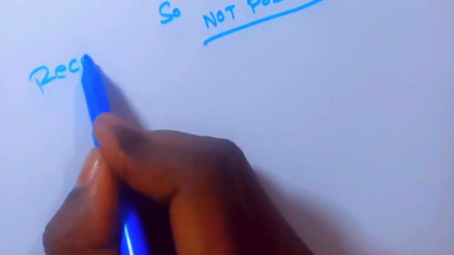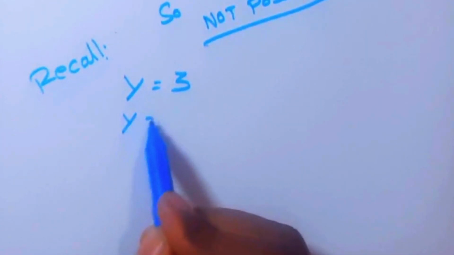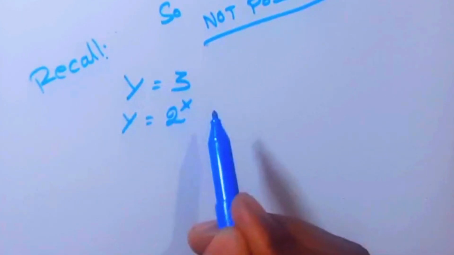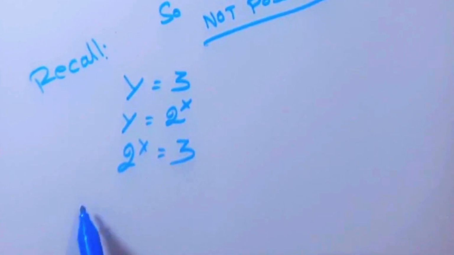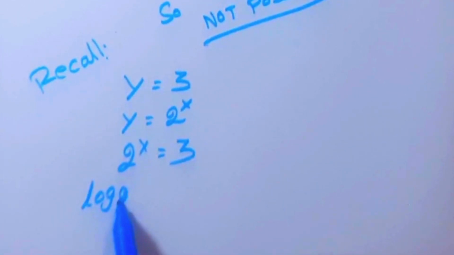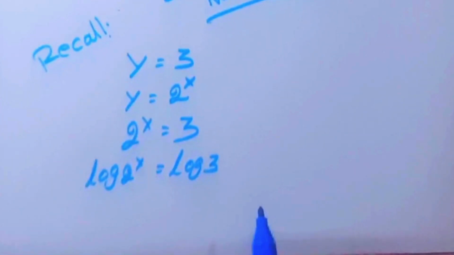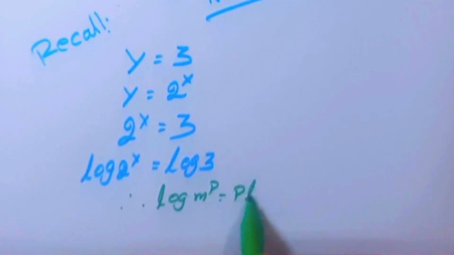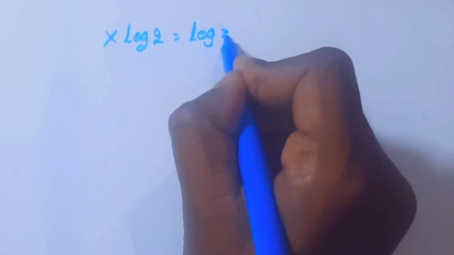Recall y = 3. We know y = 2^x. So 2^x = 3. Take a log on both sides. log 2^x = log 3. As per this, log m^p = p log m. So x log 2 = log 3.